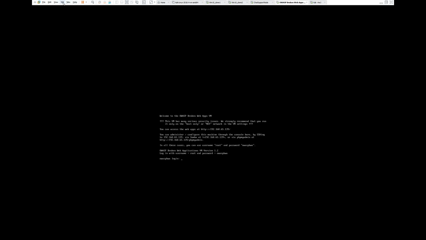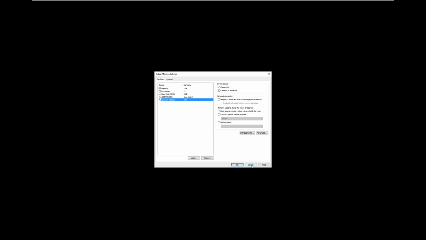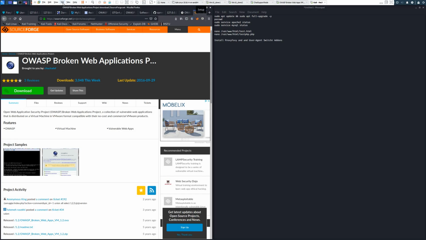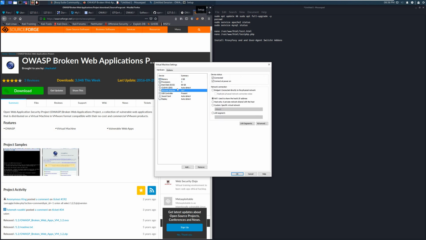OWASP Broken Web Applications, you just click VM and Settings, and you should see that my network adapter is NAT. Okay, that's cool. That actually means that this machine is kind of hidden behind my main or so-called host OS. It's not visible on my real network, which I have here. And you must make sure that the other machine, the Kali VM, has the same setting. So again, VM, Settings, and let's check that it also uses NAT.